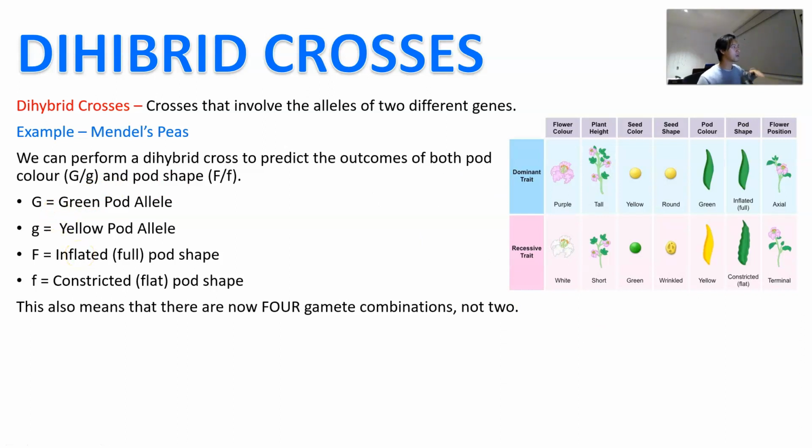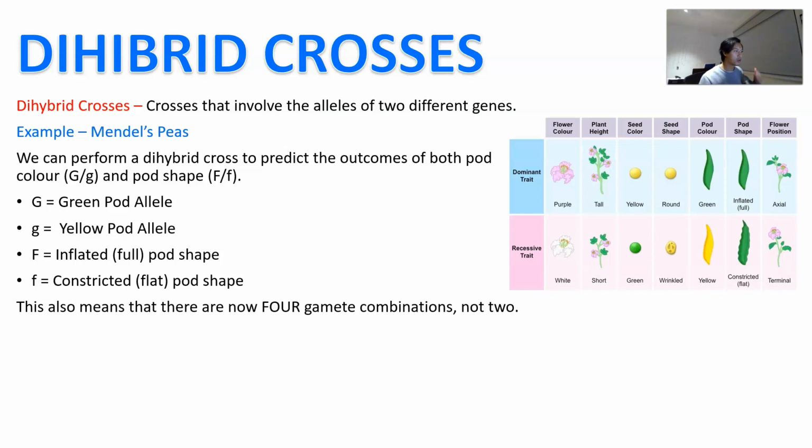Let's say capital G is green pod, lowercase g is yellow pods, so green pods, yellow pods over here. And then you have a second trait that we're investigating, which is pod shape, which could be capital F for inflated or full pod shape, and lowercase f for a constricted or wrinkled or flat pod shape. So now we're interested in both of these traits being mixed together.